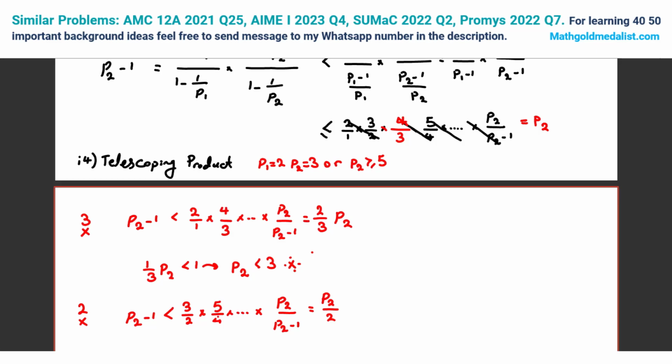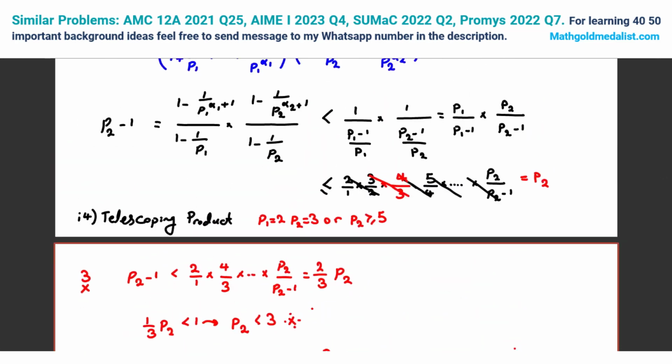Next step, we know if it is P2, then when we don't have 2, it is P2 over 2. So if we simplify, P2 over 2 is less than 1. So P2 is less than 2, again a contradiction. Now we can say P2 cannot be greater than or equal to 5, because if it is, we don't have 2 or 3, and then we reach a contradiction. So the only case is P1 is 2, P2 is 3.